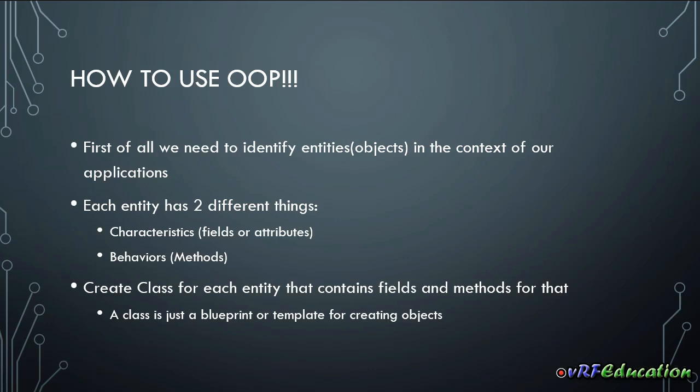Each entity or object has two different things with itself. The first one is the thing that distinguishes an object from the others. These are called characteristics, and we model them in our application using fields or attributes. So these two are some keywords in our object-oriented environment. Fields or attributes are the things that we use to distinguish objects from each other. These are the characteristics of an object or entity.